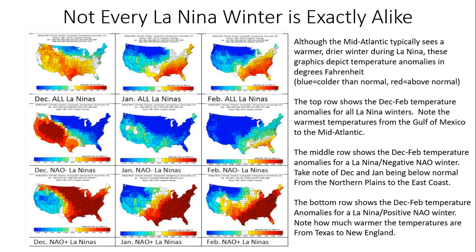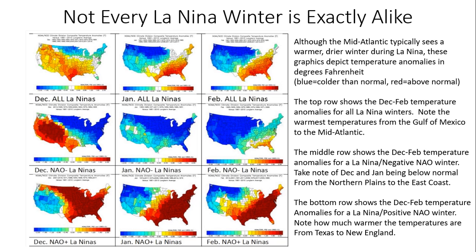Temperature anomalies in degrees Fahrenheit. The blue shading on these maps indicates colder than normal temperatures. The red and the orange shading indicates above normal temperatures. So the first row at the top, going across, is indicative of December through February temperature anomalies for all La Nina winters, for all of them. It's almost like a composite, putting together all the La Ninas of the past.